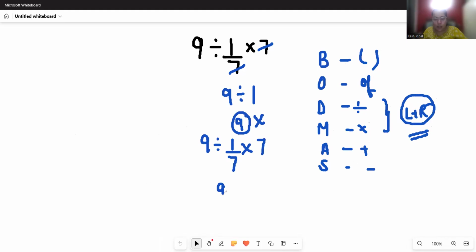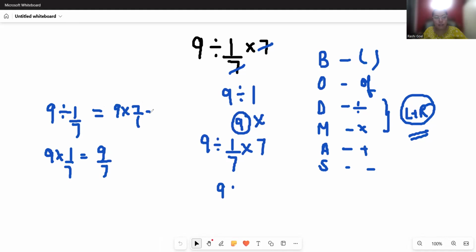So it's 9 divided by 1 by 7. There are two different things. This is 9 by 7, but in this case, it's 9 multiplied by 7 by 1, that is 63. So 9 divided, 9 multiplied 7 by 1 times 7.